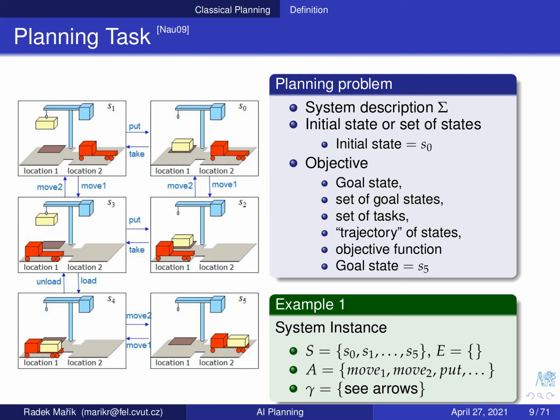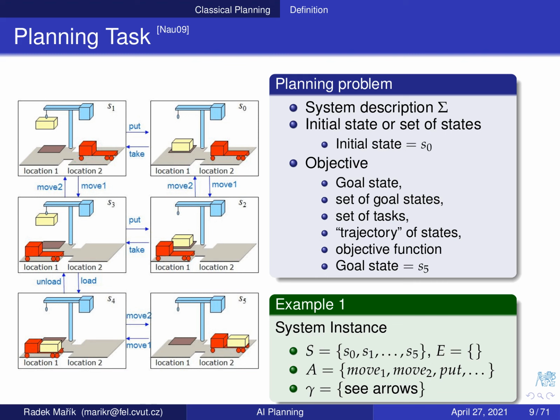So we are searching basically for a sequence of actions, take, move one, load, and move two, that transforms the S0 state through S1, S3, S4 to S5. As you can see, the plan is not just one, because you can also go from S0 to S2, S3, S4, and to S5.